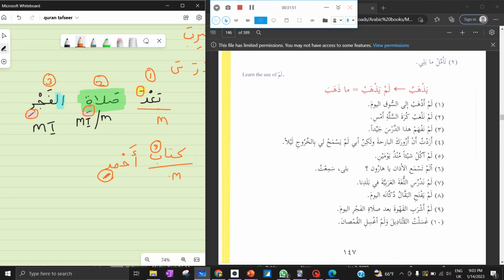So I did not drink the tea after the Fajr prayers today. Ghasalt al-manadil manadil wa lam aghsil al-qumsan. Ghasalt comes from the verb ghasala, which means to wash. And ghasalt means I washed the handkerchiefs.